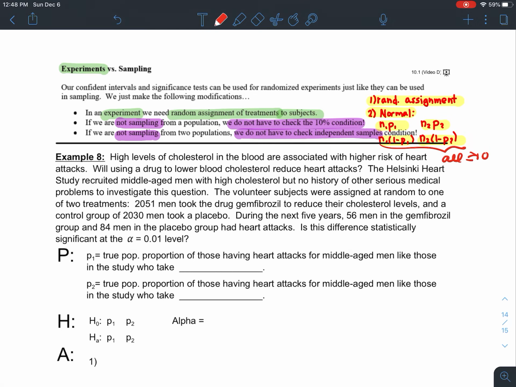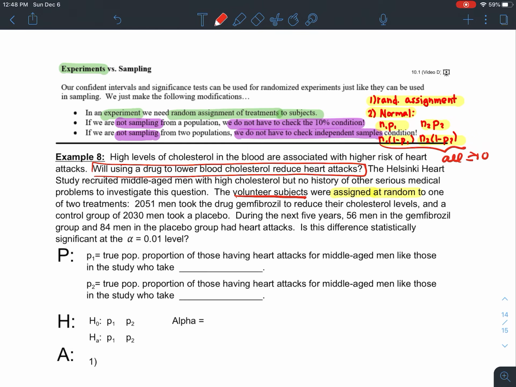So let's take a look at this example. It says, high levels of cholesterol in the blood are associated with a higher risk of heart attacks. The question is, will using a drug to lower cholesterol reduce the number of heart attacks we would expect? Well, the Helsinki Heart Study recruited middle-aged men with high cholesterol but no history of other serious medical problems to investigate this question. It's worth noting that the subjects were volunteers, and that's okay in an experiment. But the volunteer subjects were assigned at random to one of two treatments.